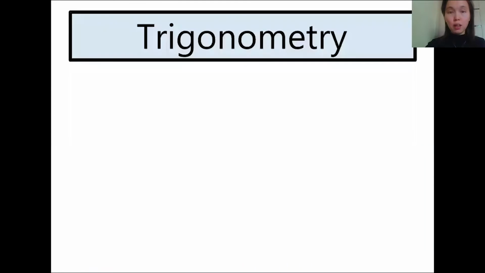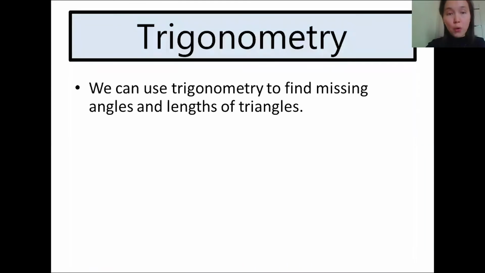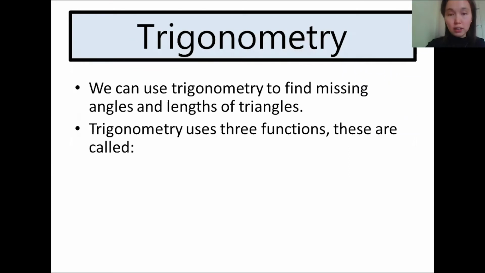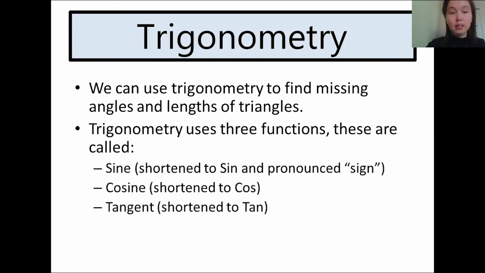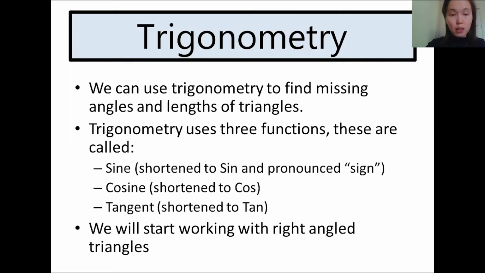Very good. Let's talk about trigonometry. We can use trigonometry to find the missing angles and lengths of a triangle. Trigonometry uses three main functions. These are called sine, cosine, and tangent functions. We'll start working with the right angle triangle.